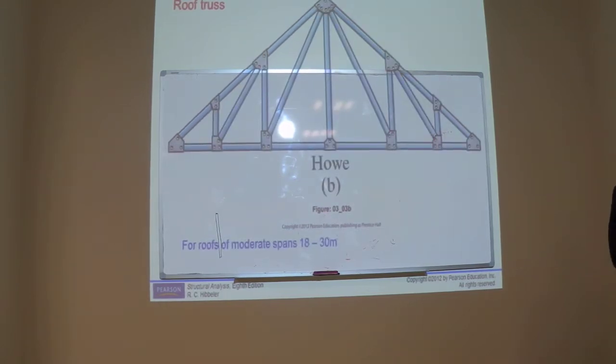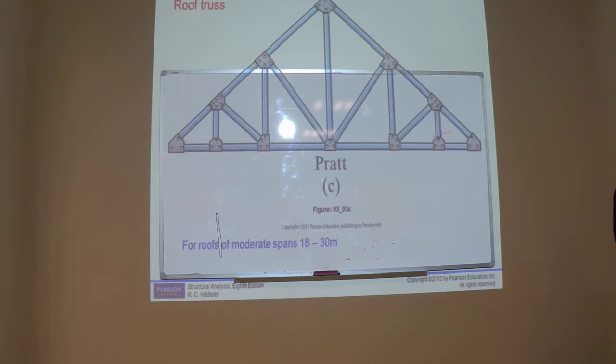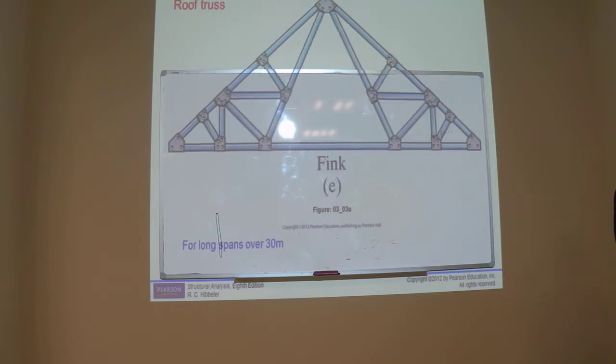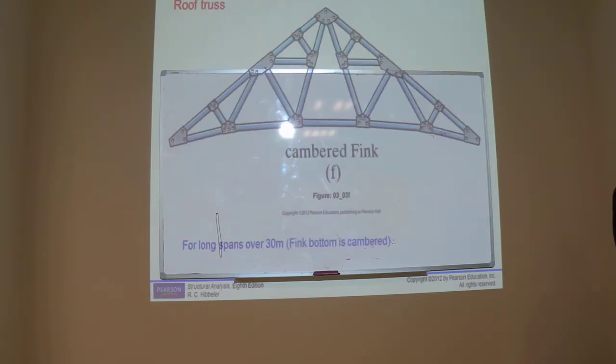For example, if that is given by half, then this arrangement is known as half truss. If you can bring some new arrangement, you can give that name, your name. Okay? Pratt, fan truss, Fink truss, cambered fink.